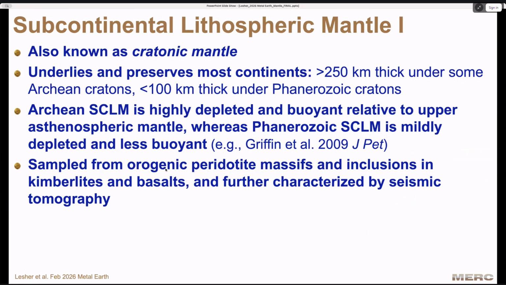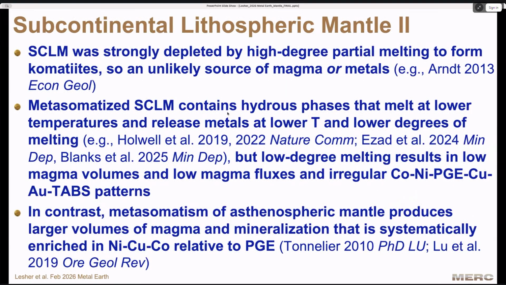So as I mentioned, you can sample this in orogenic peridotite massifs, so these things that sort of billow up along the sides. I mean, you can obduct them in ophiolites and things like that too, but these are thought to be more representative of the mantle often, and a little less altered. And then inclusions. So as I mentioned, it was strongly depleted by the formation of komatiites. So that's Nick's main argument. He has a list of about 10 things he doesn't like about getting any metals from subcontinental lithospheric mantle, but the main one is that it's depleted.